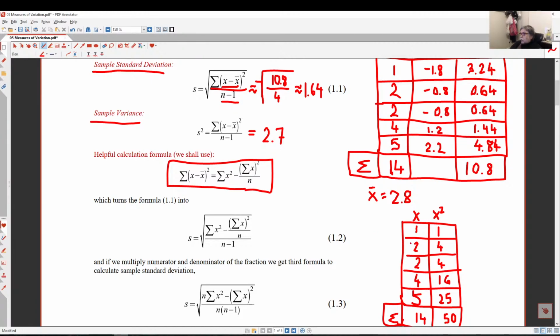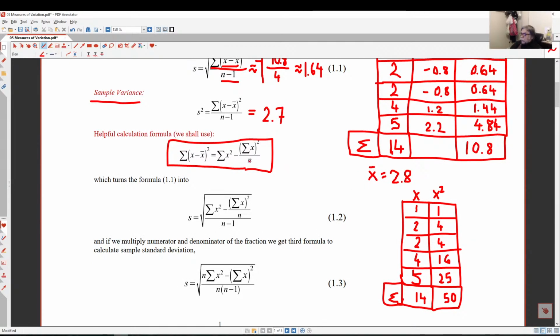The same thing, slightly different. And you only need a 2-column table. You need the x's: 1, 2, 2, 4, 5. You need the x squares. So the square of 1, the square of 2 is 4, the square of 2 is 4, the square of 4 is 16, the square of 5 is 25. Sum of all of them is 50. The sum of x's, of course, we already have, 14. So sum of the x squared is 50.